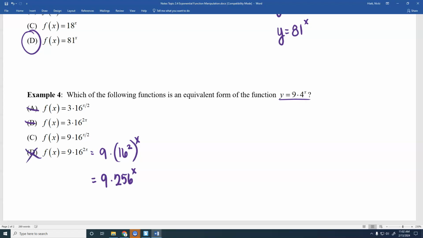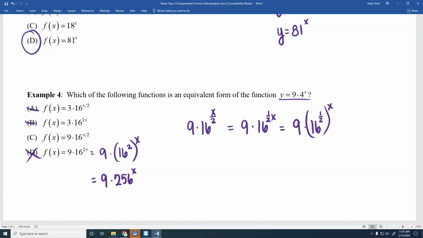I'm thinking C is probably going to be the right answer. So I've got 9 times 16 to the x divided by 2. Now, we don't have any special rules with division, right? But we can write this so it's not division anymore, right? 9 times 16 to the 1/2 x, which will be 9 times 16 to the 1/2 to the x here.